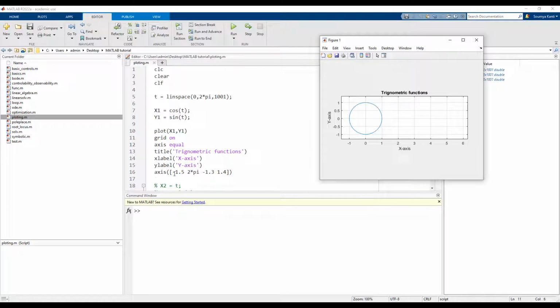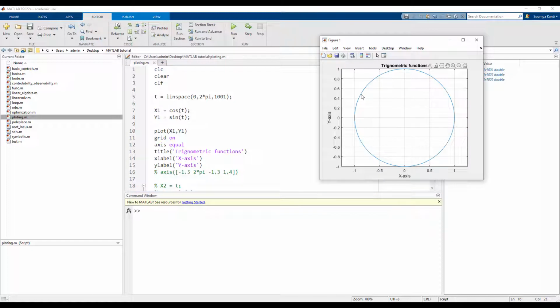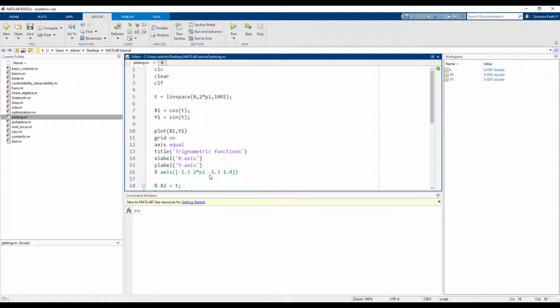And this function specifies the extent of the axes of this plot: x minimum, x maximum, and then y minimum and y maximum. If I remove this, comment it out, you can see the plot becomes much tighter. But if I want it more spaced, with my own start and end for these axes, I can always do this.